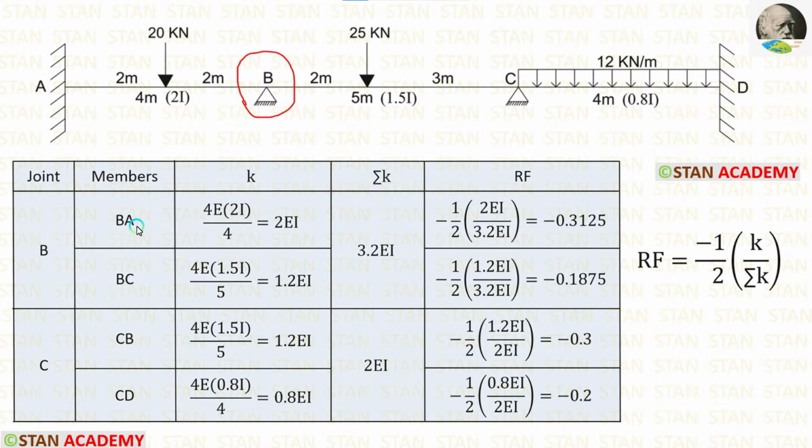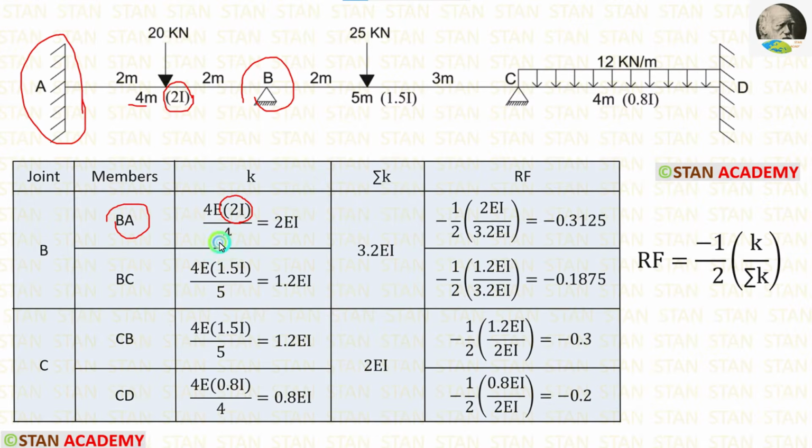In the joint B, we have to calculate two stiffness values, for BA and for BC. First, let us calculate for BA. For that, from the joint B, we have to look at the point A. At the point A, we have a fixed support. If the far end is fixed, the formula is 4EI upon L. For BA, the moment of inertia is 2I, so instead of I, we have to apply 2I in the formula. Length is 4 meter. Let us apply that. Finally, for the stiffness of BA, we are getting 2EI.